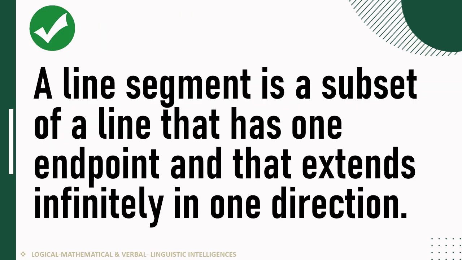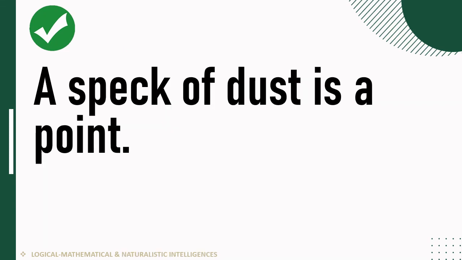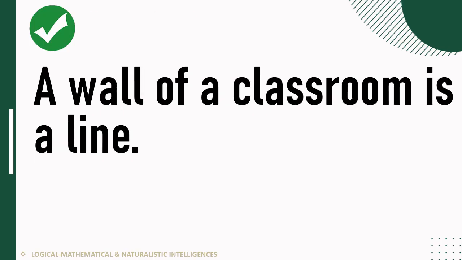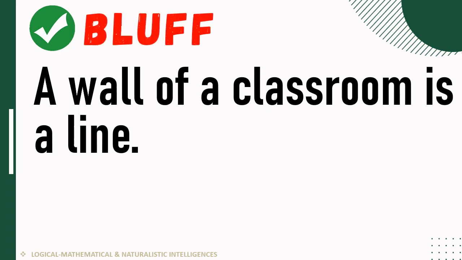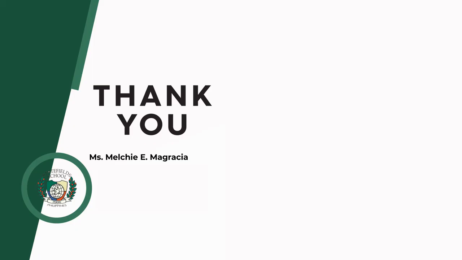A line segment is a subset of a line that has one endpoint and that extends infinitely in one direction. This is a bluff. This is the definition of a ray. Next, a speck of dust is a point. That is a fact. Next, a page of a book is a plane. That's a fact as well. A wall of a classroom is a line. That's a bluff. One of the guitar strings is a line. It's a fact. And that's all.